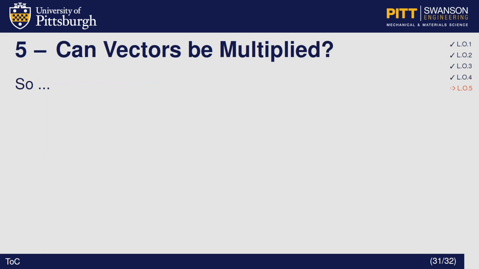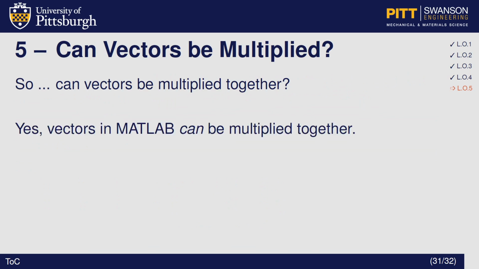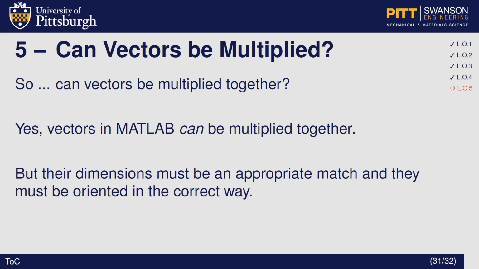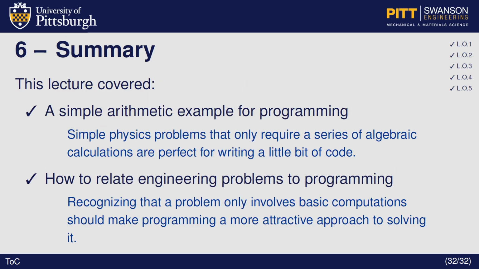So, back to the original question. Can vectors be multiplied together? Yes, they can be multiplied, but their dimensions must match correctly, and they have to be oriented properly for it to work. Now, in summary, this lecture covered simple arithmetic examples for programming.